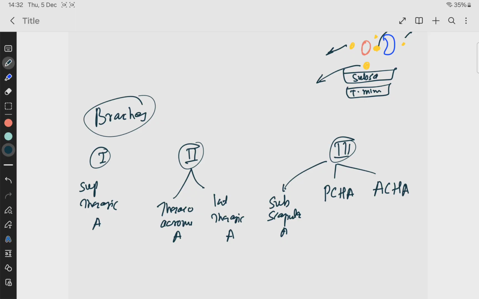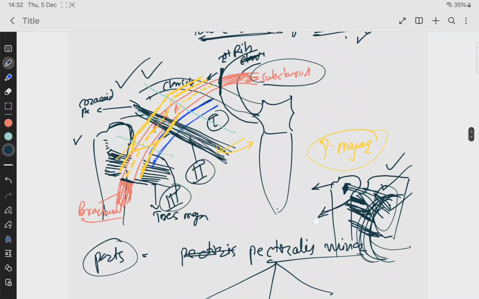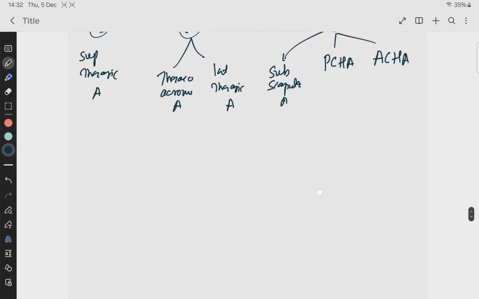Now, one by one, all the branches. So I am again drawing the diagram so that it will be easy.